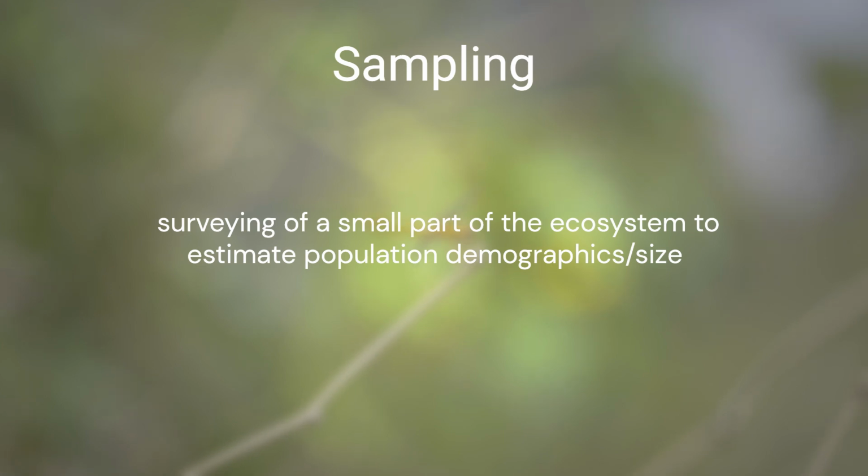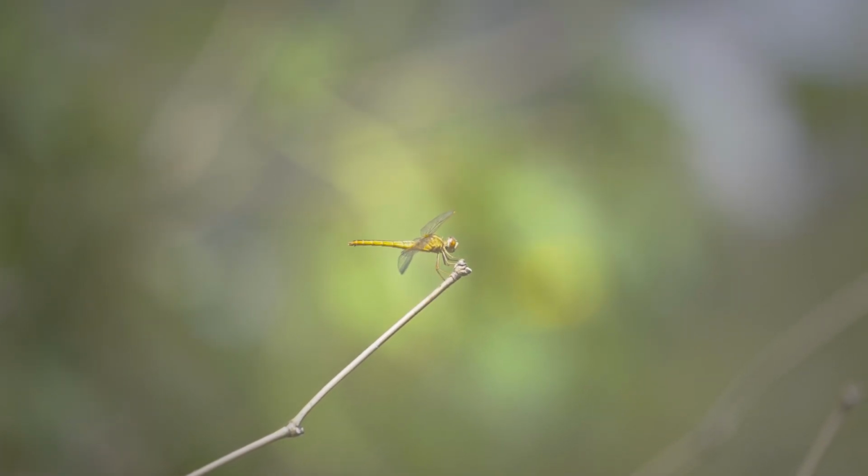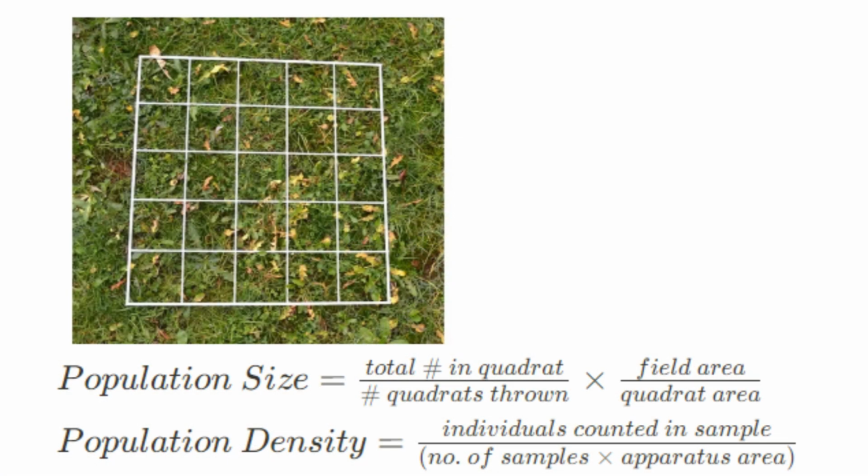This means studying a small portion of the area and then making educated estimates. One of the tools they use is the quadrat. Imagine a square frame placed on the ground. Scientists count the organisms inside that square and then use a formula to estimate the total population. This is super handy for plants or slow-moving creatures like snails.